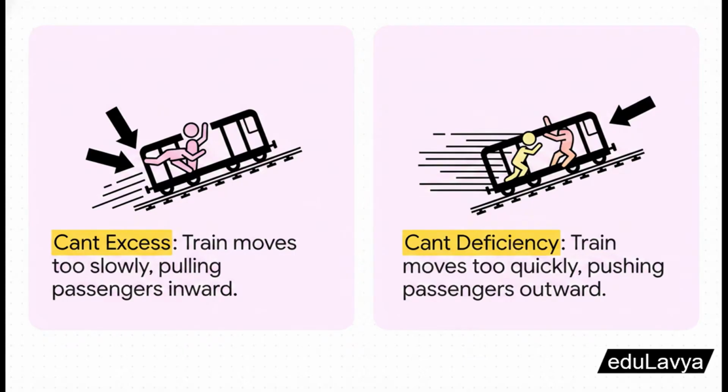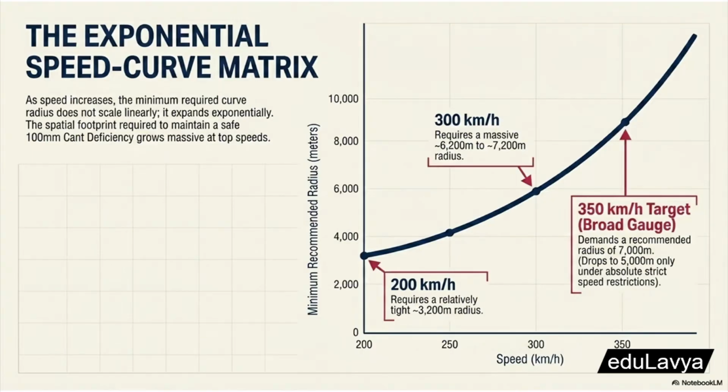If the train moves too slowly for how steep the bank is, you get what's called cant excess. Passengers actually feel pulled inward, like they're sliding toward the aisle. But if the train moves too fast, you get cant deficiency, and passengers are violently thrown outward against the window. In either scenario, drinks spill, nausea sets in, and that whole illusion of a smooth, premium ride is totally shattered. Neither is an option for world-class high-speed rail.